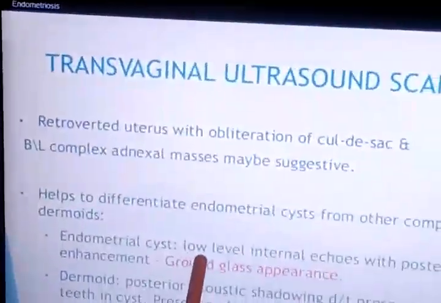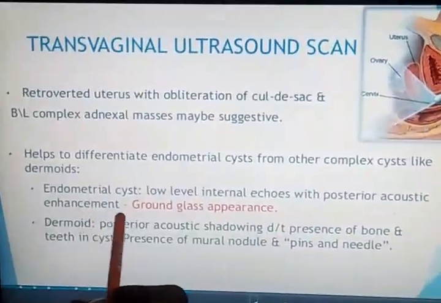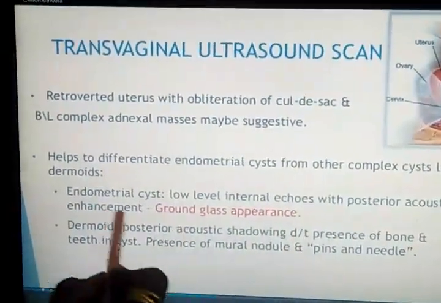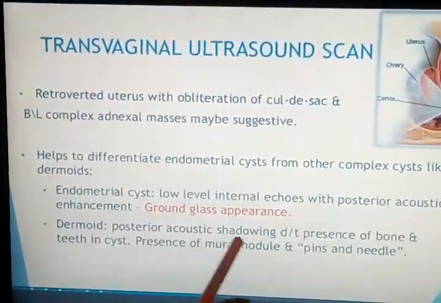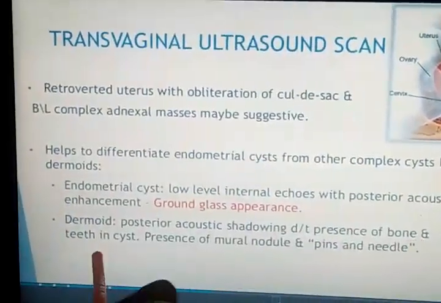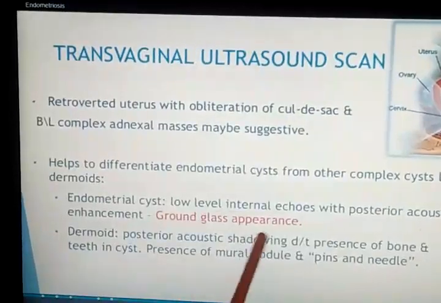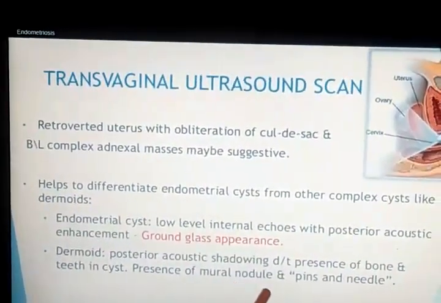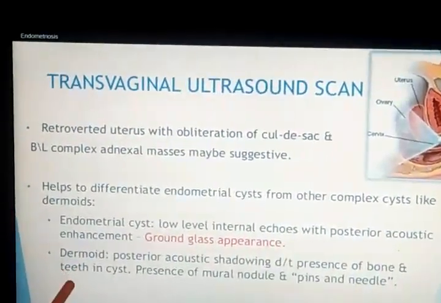An endometrial cyst shows low-level internal echoes with posterior acoustic enhancement, that is, a ground glass appearance. In a dermoid cyst there is posterior acoustic shadowing, and bone and teeth may be present in the cyst, which are not present in an endometrial cyst. So with a mural nodule and a pins-and-needles appearance, we can think of a dermoid cyst.